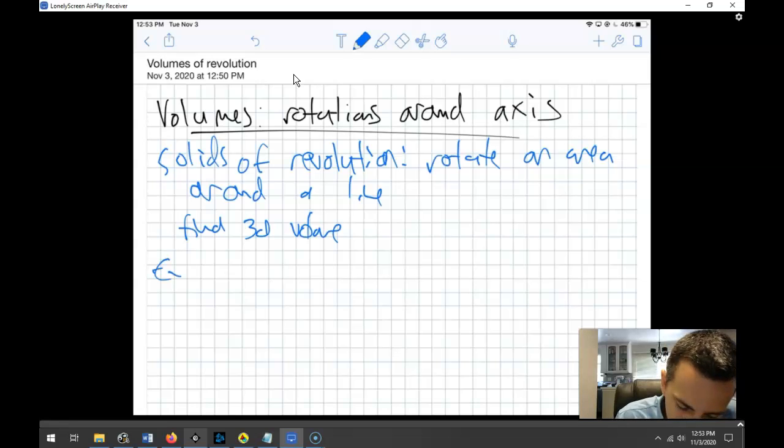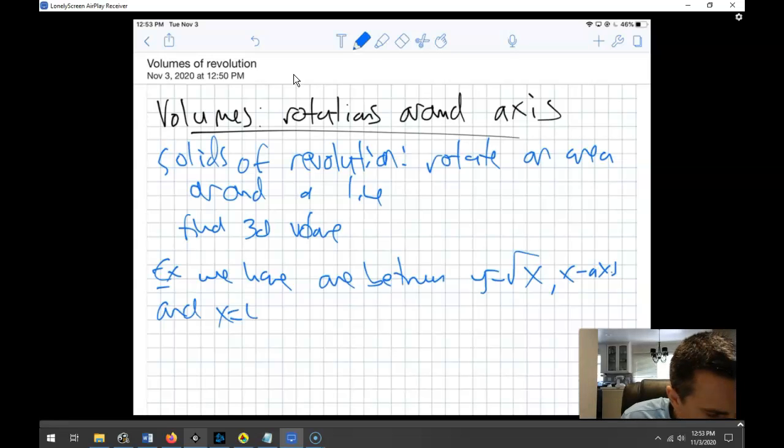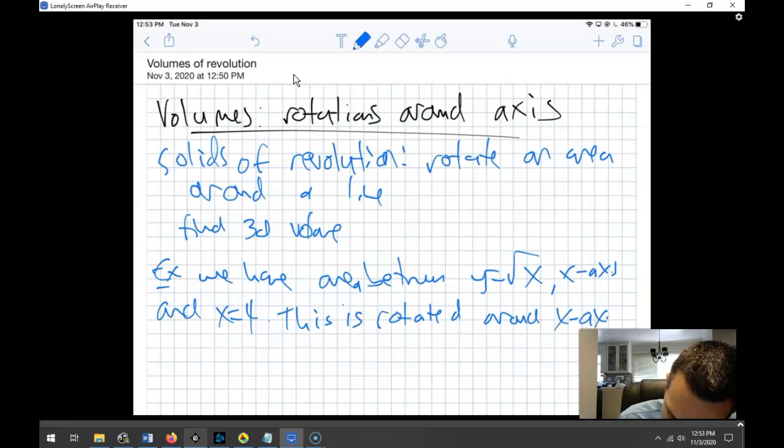So let's suppose we have the area between y equals root x, the x-axis, and x equals 4. And let's suppose this area is rotated around the x-axis, and we're going to try to find the volume.